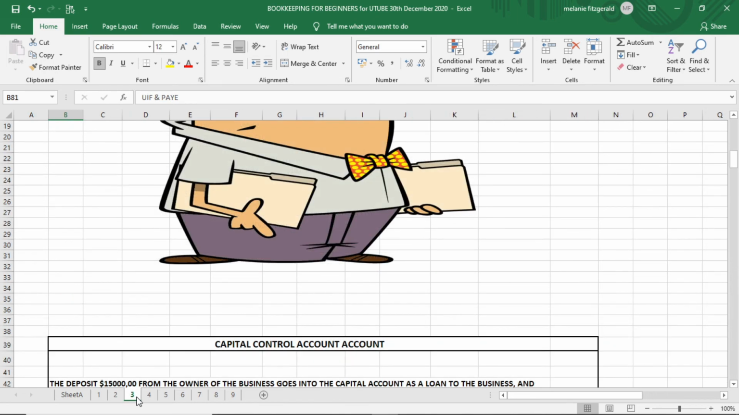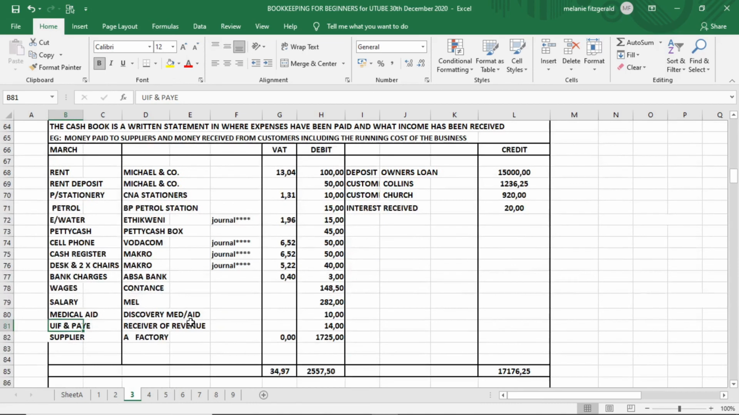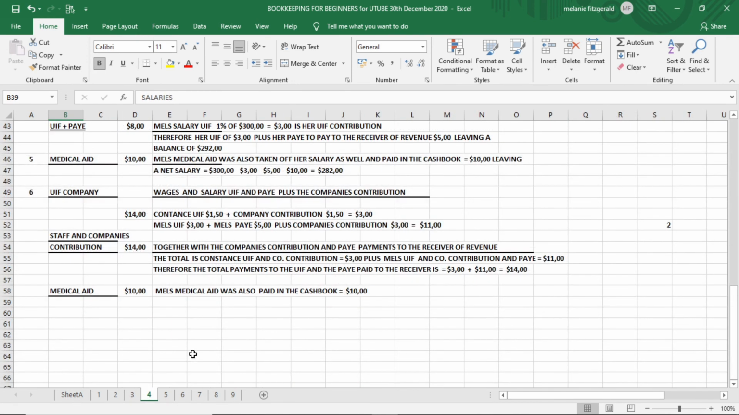So as you see here, I'm just going to go back there again to when we did this in the earlier lesson. There's Constance. There's the receiver's $14. There's the Discovery medical aid. There's Mel's salary, and there's Constance's wages. Now, I'm hoping that that little breakdown that I've just done made sense, because that's how we broke it down. All right, so we're at the end of the lesson.